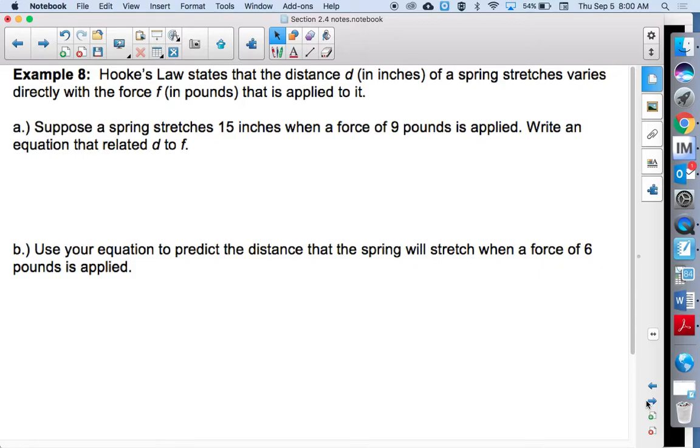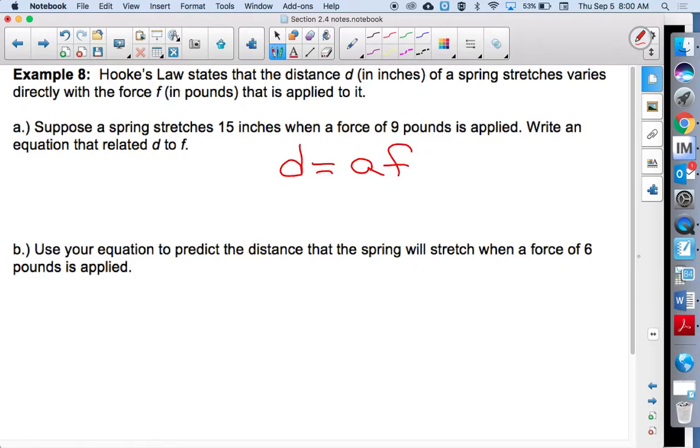Jack? Force, because force is going to make the spring stretch more. So the more force, the further the spring stretches. So the distance would be related to some kind of slope or constant value times the force that I apply to it. So when we're trying to write an equation with direct variation, we have a y value and an x value, but there's no b. So this is going to be a direct variation that goes directly through the origin.